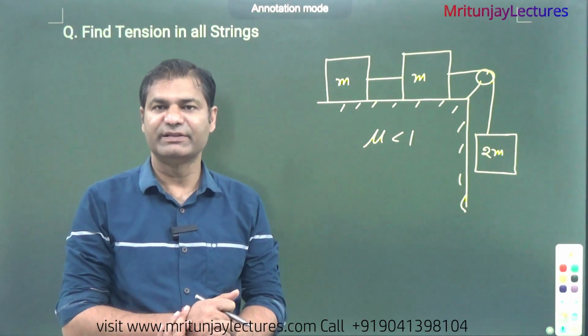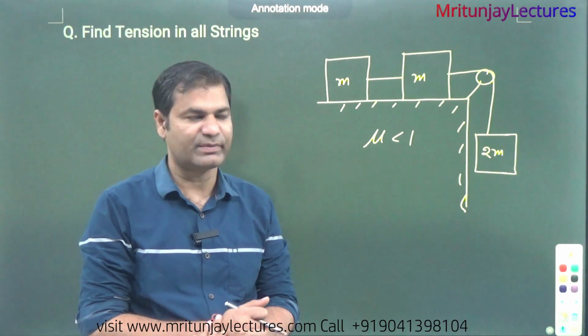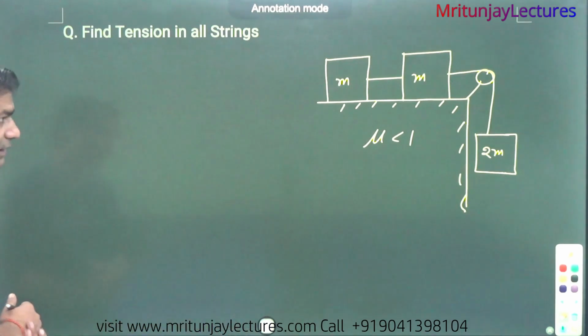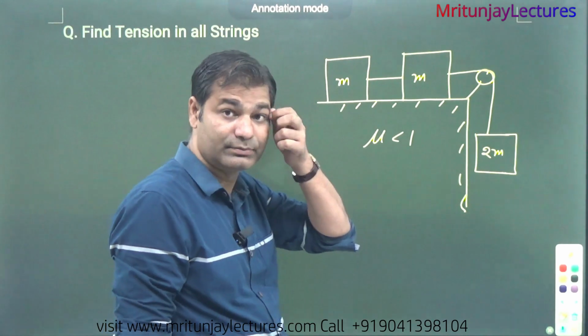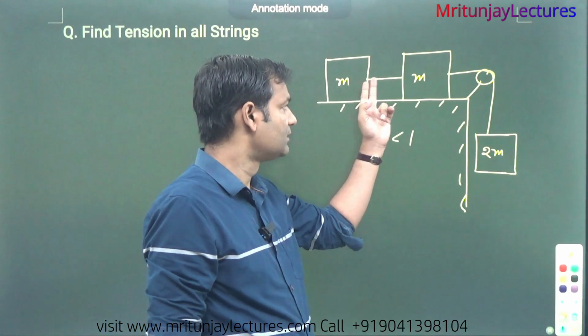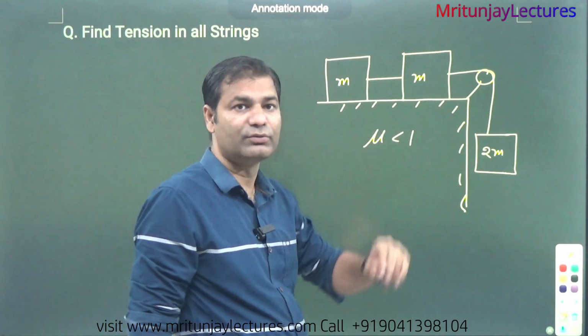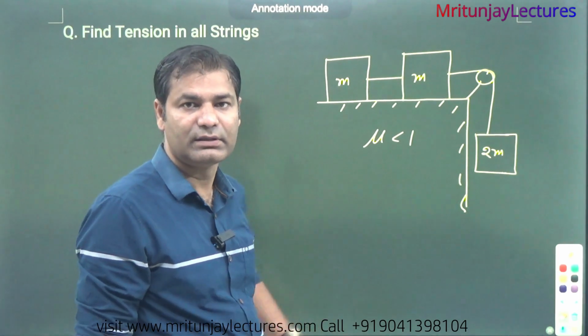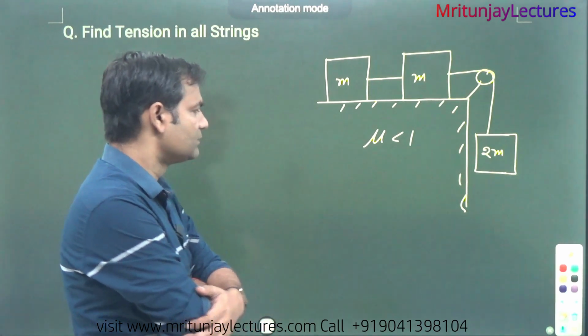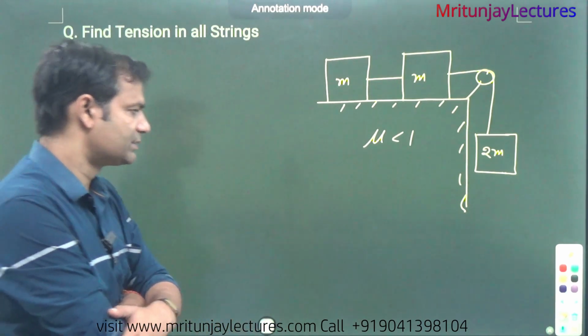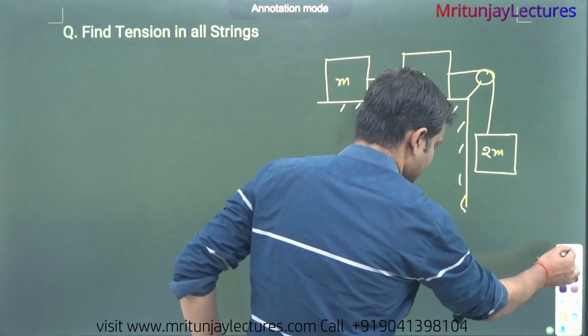Now, our motto is to determine the tension in each string. So, how can we determine it? First of all, we focus on the question: the blocks are M and 2M, and there are two strings here. This one is T1, and here T2 develops. Tension here is T1, and here T2. Clear or not? First of all, how can we do it? Make a free body diagram of each block.